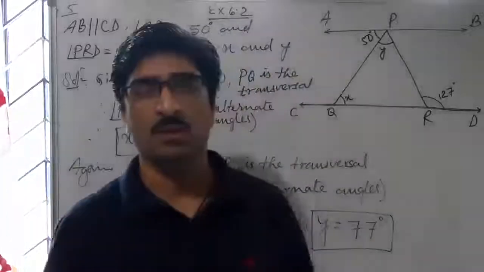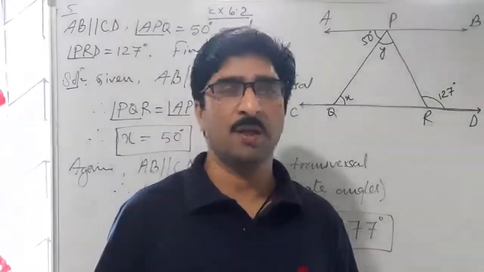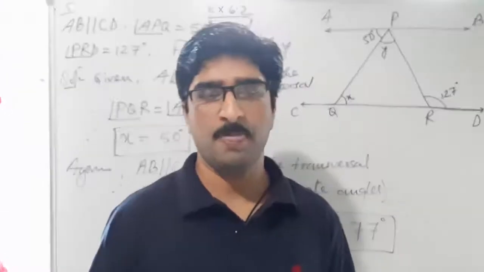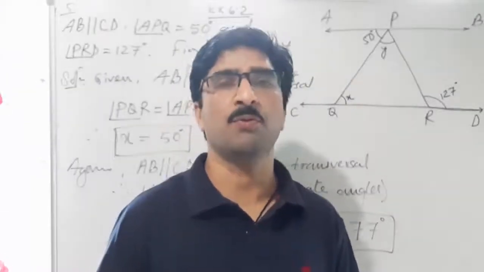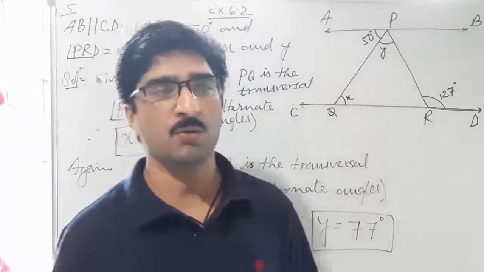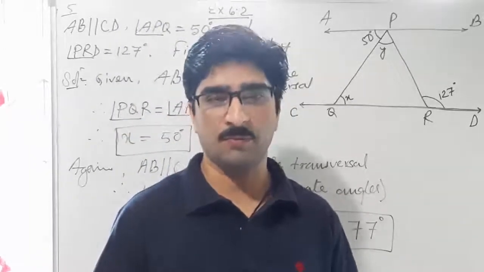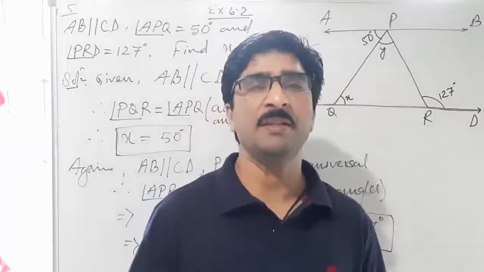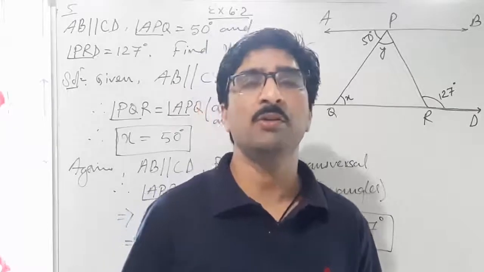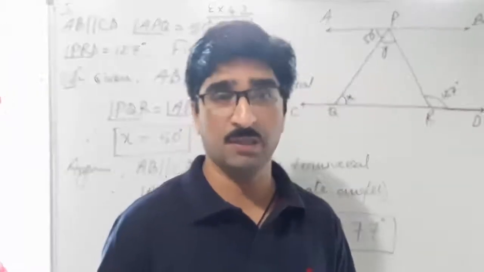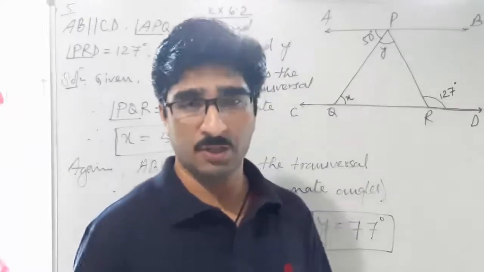Hello friends. In the previous class we learned about lines and angles, their concepts, and up to question number 4 of exercise 6.2. Today we are going to learn the same exercise 6.2, questions number 5 and 6, and also the angle sum property of a triangle along with the exterior angle property.